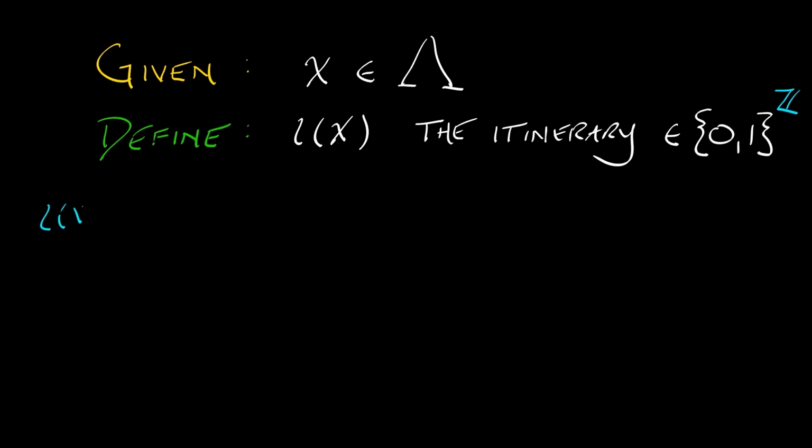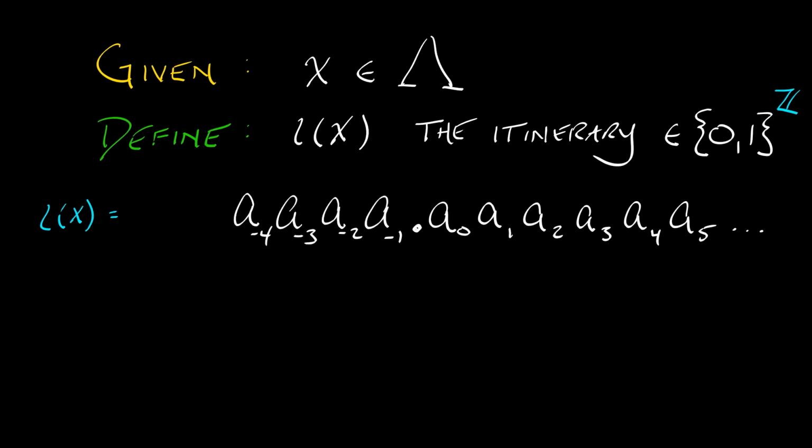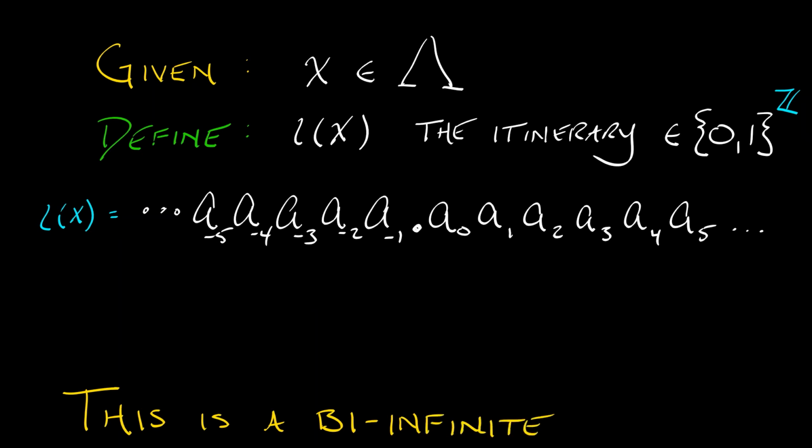This itinerary is going to have a decimal point, and then its digits, a0, a1, a2, a3, a4, a5, keep going. All of those digits being zeros and ones. That's fine. That's what we did for the non-invertible tent map, or doubling map. But now, we're also going to have digits going the other way. We're going to have a-1, a-2, a-3, a-4, keep going. All of these together form a bi-infinite sequence of zeros and ones.